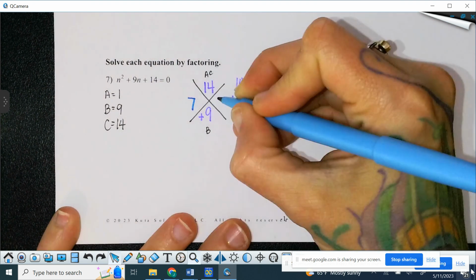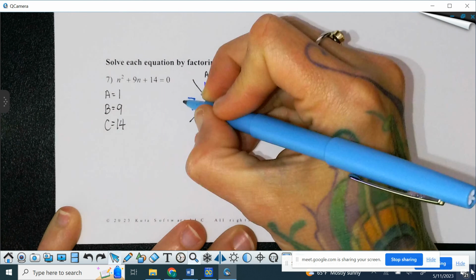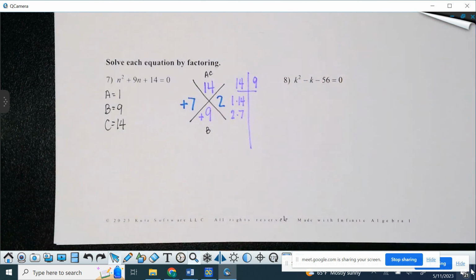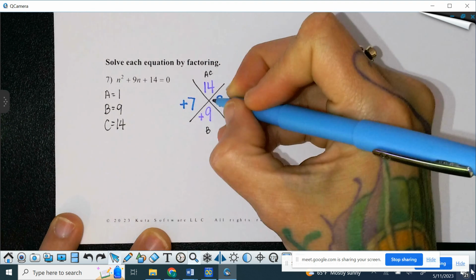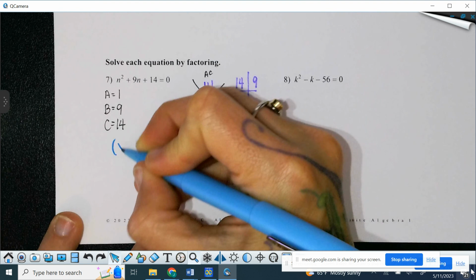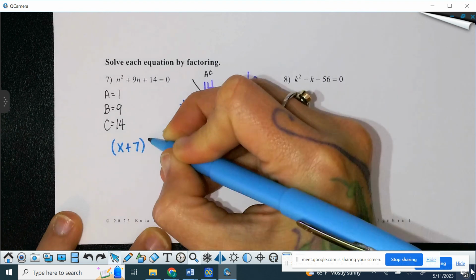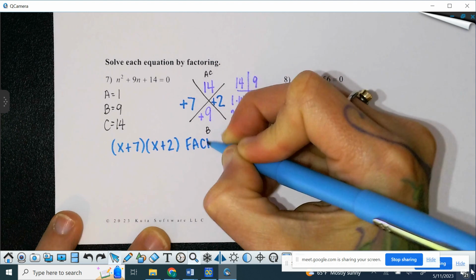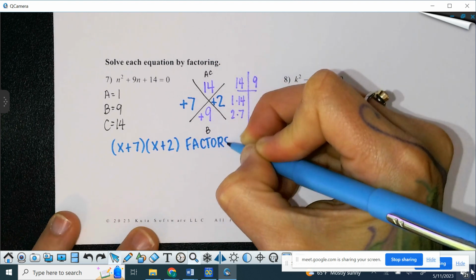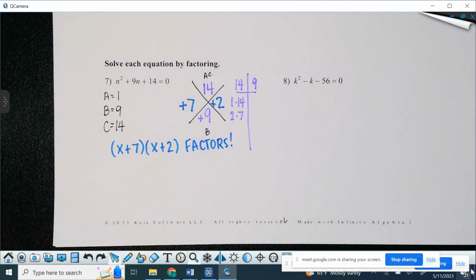B is positive, so our largest number has to be positive, and I need that 7 to turn into a positive 9. So we're going to do what with the 2? Add it or subtract it? Add. Good. So that's going to be positive. So it's going to be x plus 7, x plus 2. These are the factors. So if all it said was to factor, you're done.